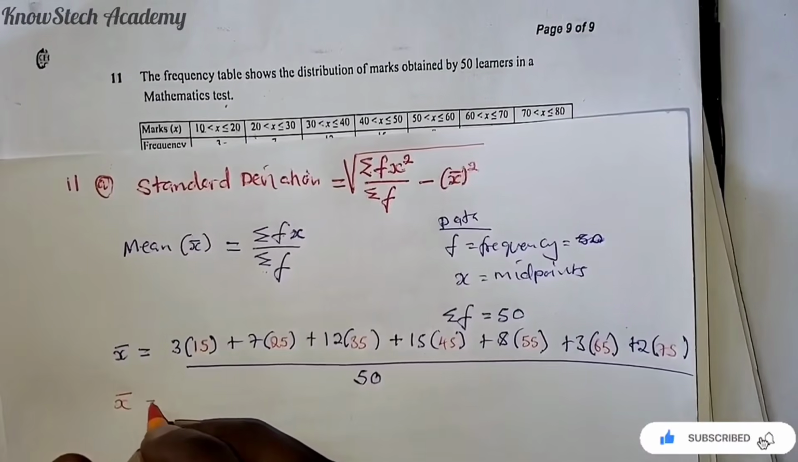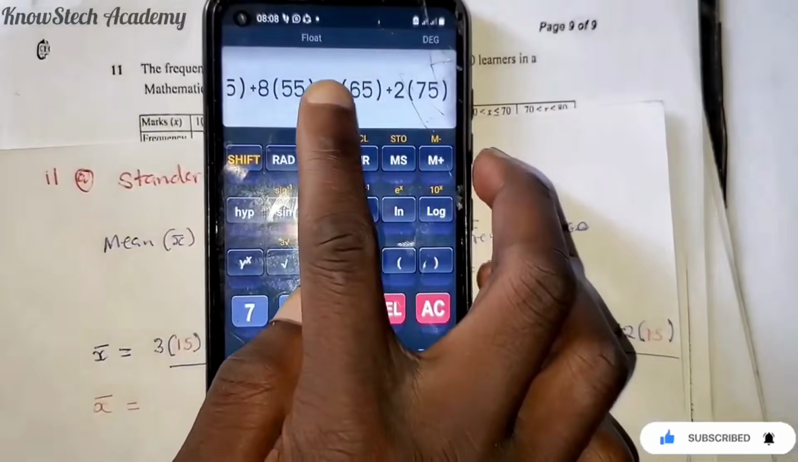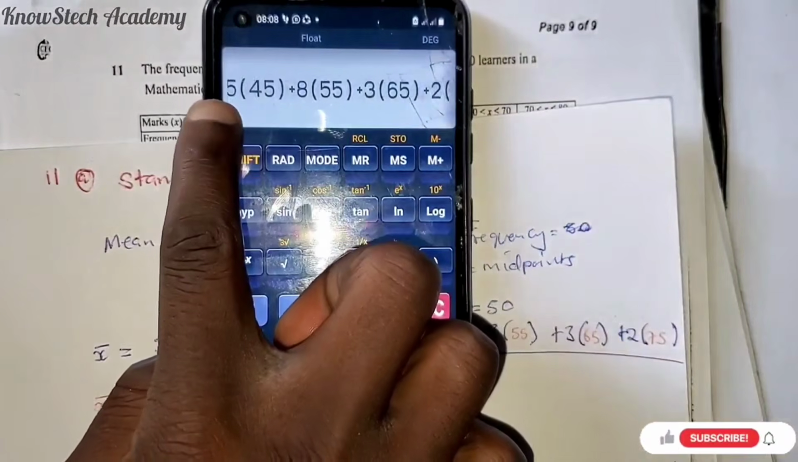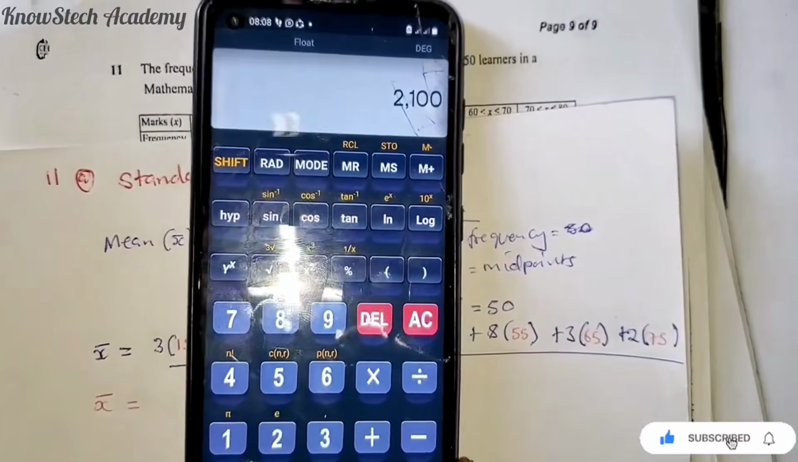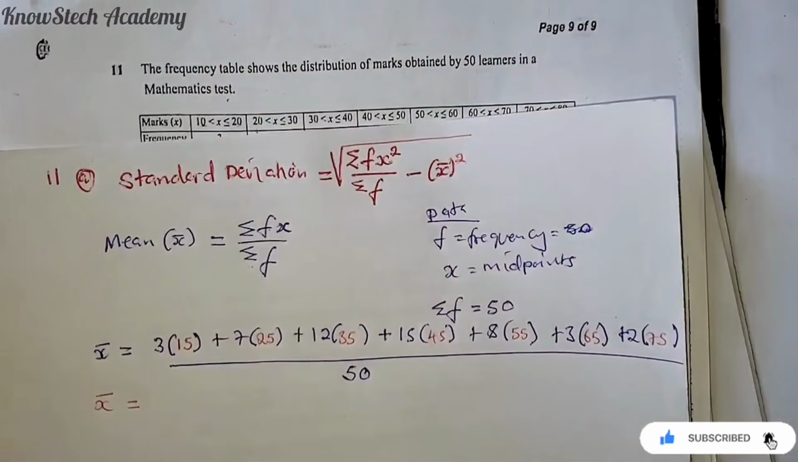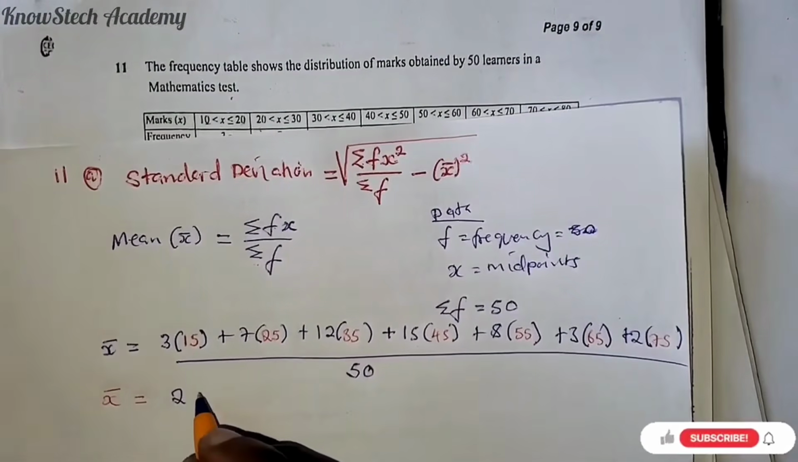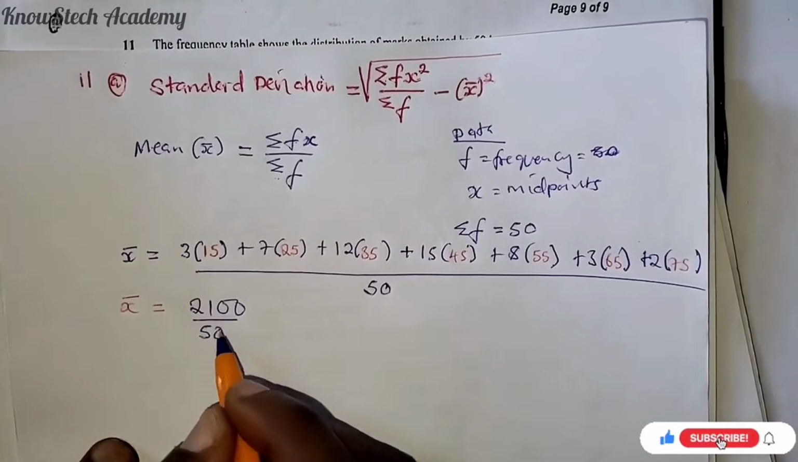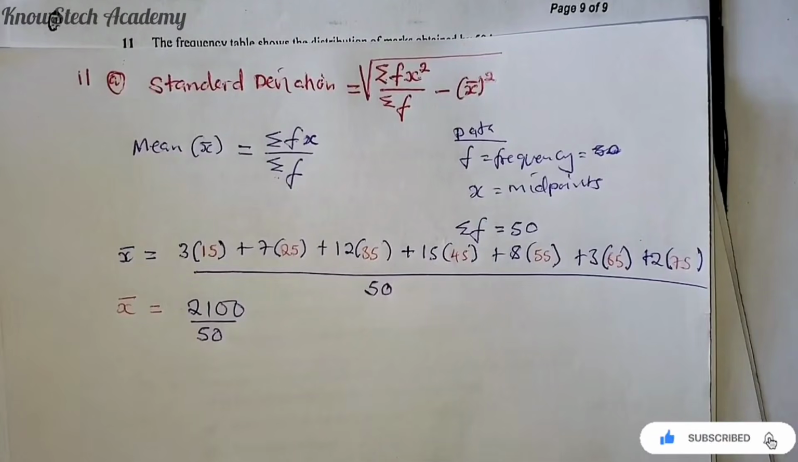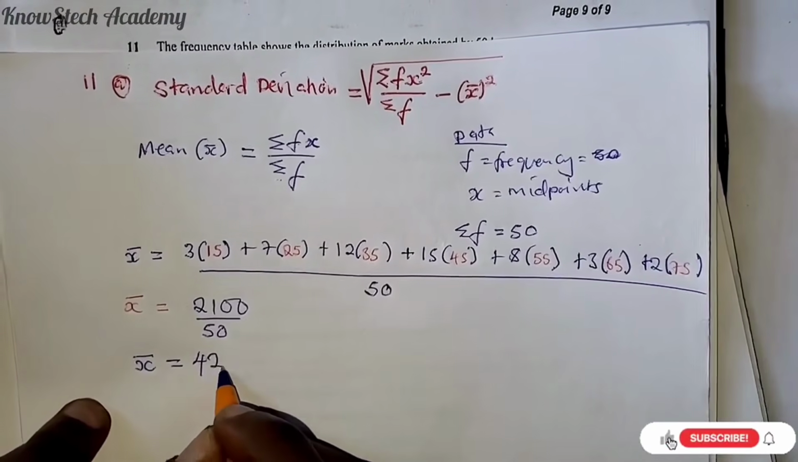x bar is equal to, when you punch everything in the calculator, it is giving me 2100. Can you just confirm on your calculator as well? 2100 divided by 50, we're going to have 42. So the mean is equal to 42.